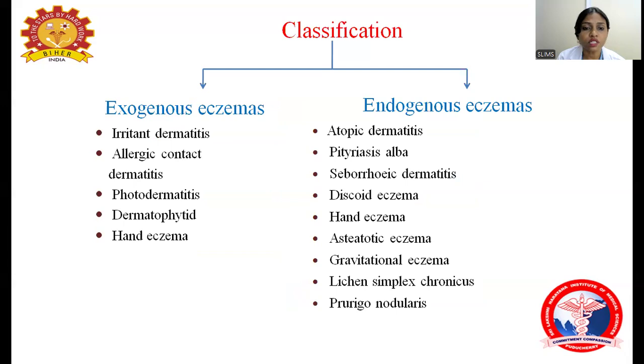Now let us see which dermatitis comes under exogenous eczemas and which under endogenous eczemas. Under exogenous eczemas, we have irritant dermatitis, allergic contact dermatitis, photodermatitis, dermatophytid, and hand eczema. Under endogenous eczemas, we have atopic dermatitis, pityriasis alba, seborrheic dermatitis, discoid eczema, hand eczema, asteatotic eczema, gravitational eczema, lichen simplex chronicus, and prurigo nodularis.